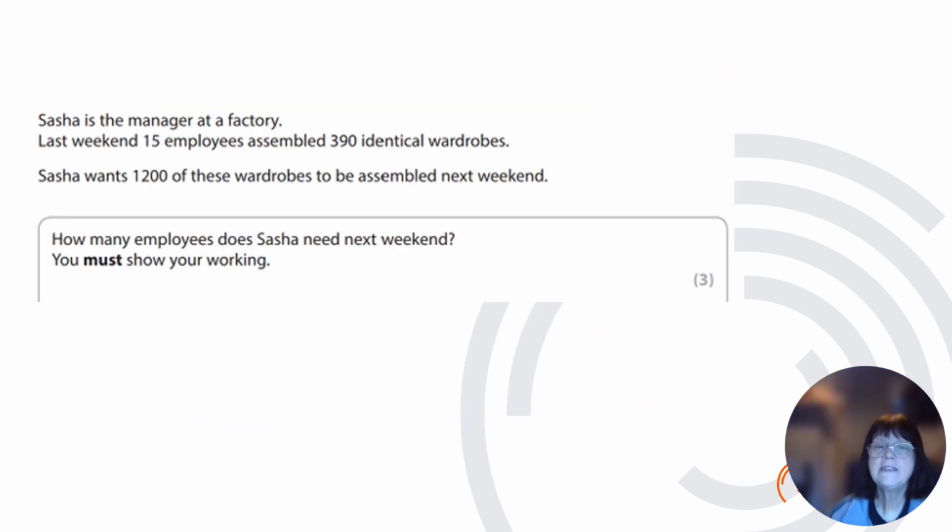So here is another previous functional skills question. On the same line, we're going to write down what we know. Sasha is the manager at a factory. Last weekend, 15 employees assembled 390 wardrobes. Sasha wants 1,200 wardrobes to be assembled next weekend. How many employees do we need? So this is what we know.